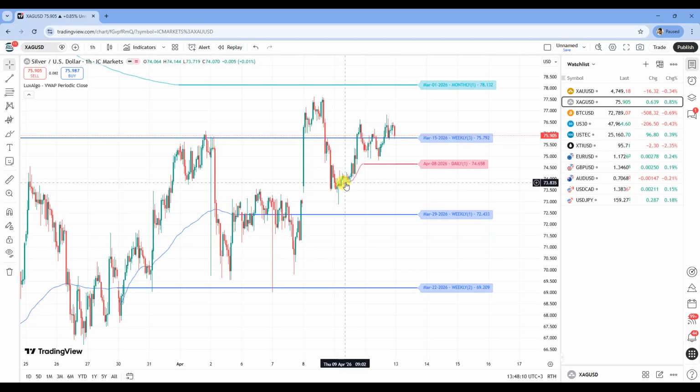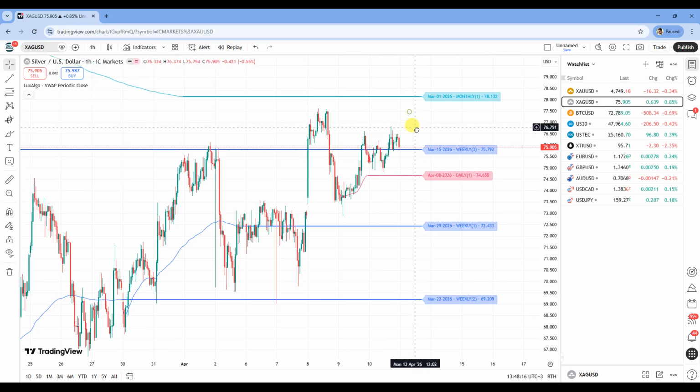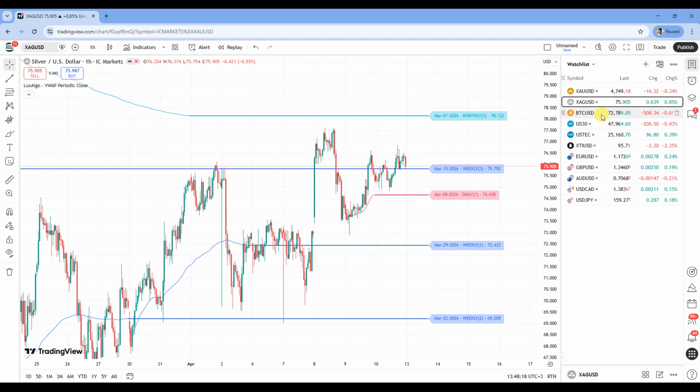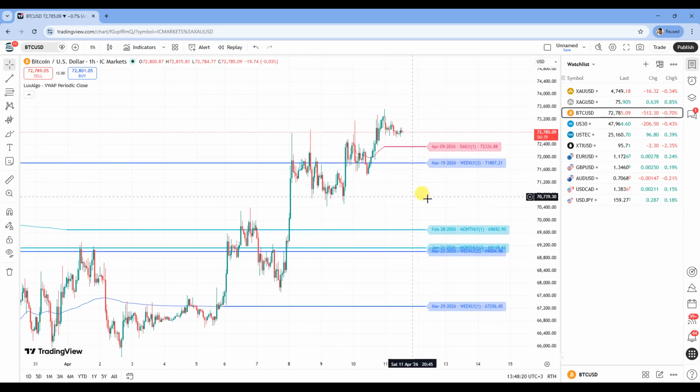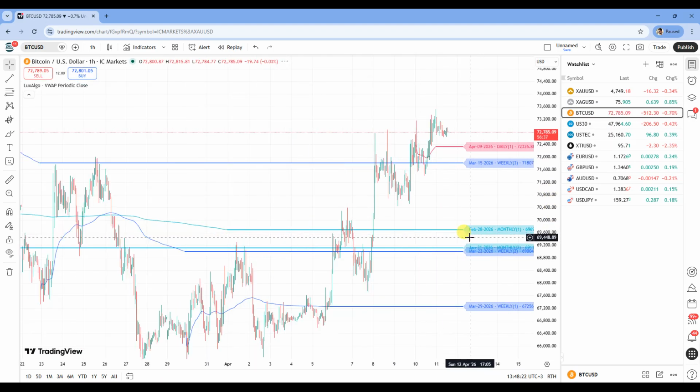It's kissing the WAP moving average. It went up again, it came down, it came very near over here, and it went up again. Yeah, so if you see the Bitcoin, it's doing the same thing. It will do the same thing. That's the way it works.